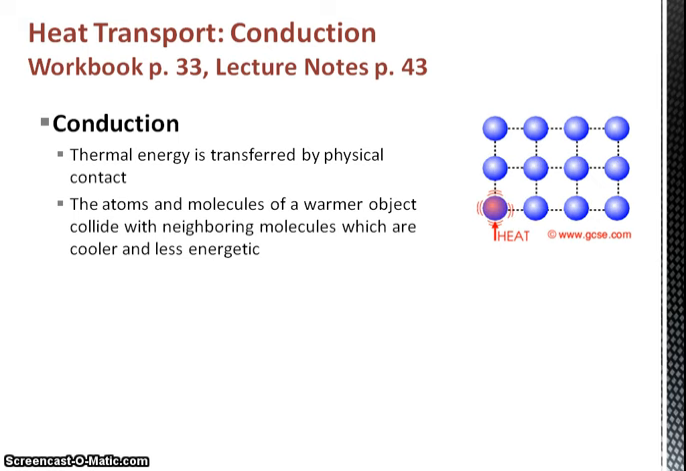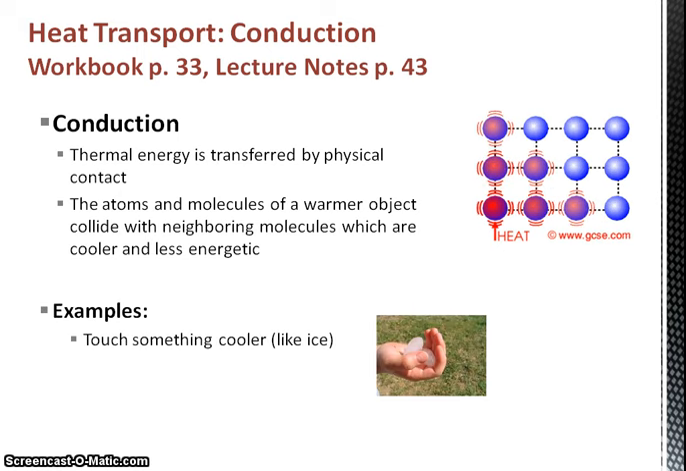And what's going on there is the atoms and molecules of the warmer object are vibrating, and they start to collide with the neighboring molecules, which are cooler and not as energetic. And so then they start to make those vibrate, and that's that transport of heat from contact. And that's what this picture is trying to show too. So some examples would be if you're holding some ice in your hand, the vibrations of the particles in your hand are going to transfer some of that energy into the ice, and it may start to melt in your hand.